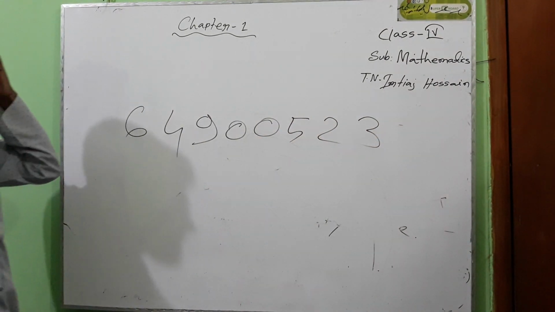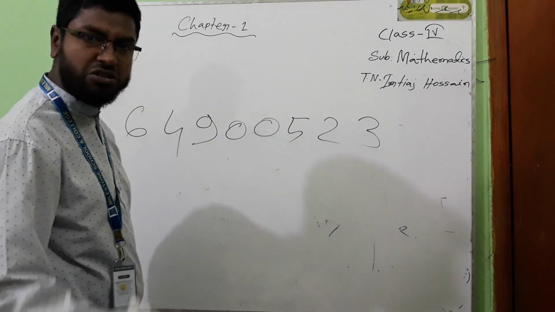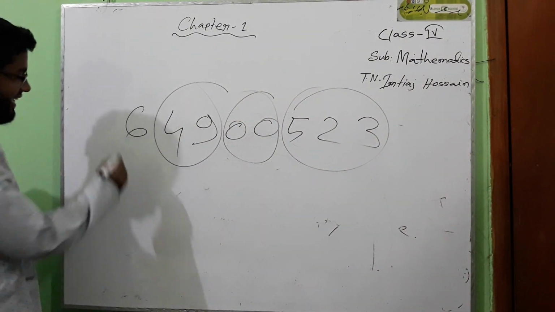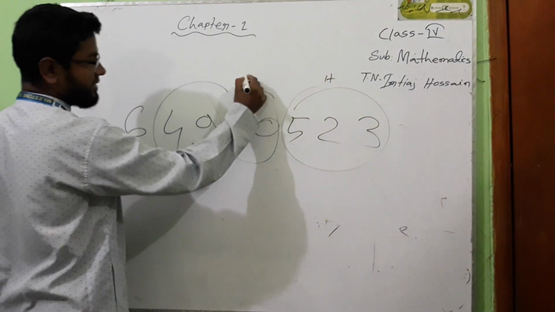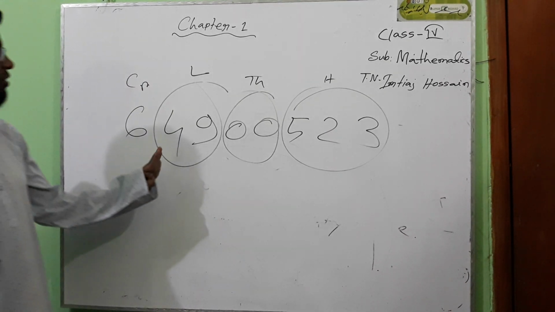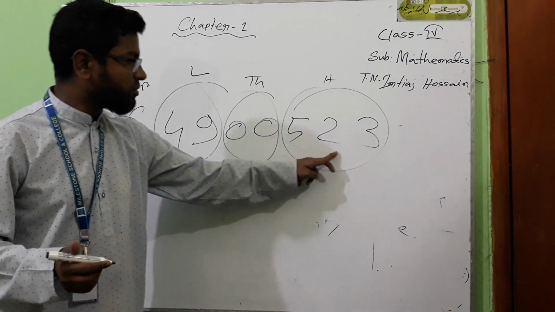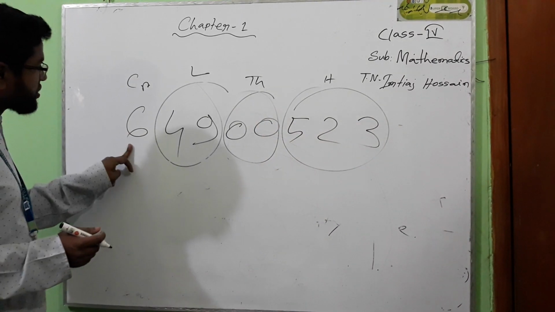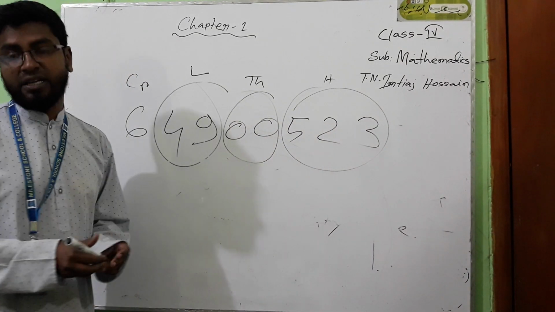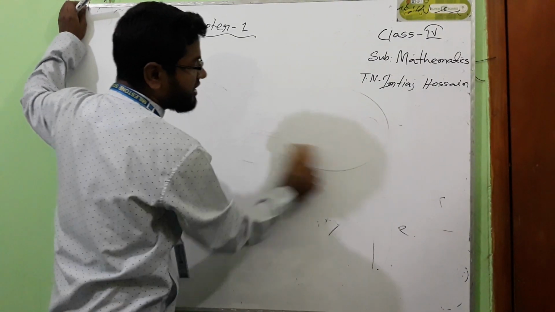6 4 9 0 0 5 2 3. Now, what is this number? Is it possible to tell within a second? Yes, it is possible. Use this song. 3 3 2 2. This is 100 column, this is 1000 column, this is lakh column, this is crore. How many crore? 6 crore, 49 lakh, 1000, there is nothing, 0, 0, no value. So 523. So what is this number? 6 crore, 49 lakh, 523. Done. Any big number anyone writes, it is possible to tell by separating with this song.